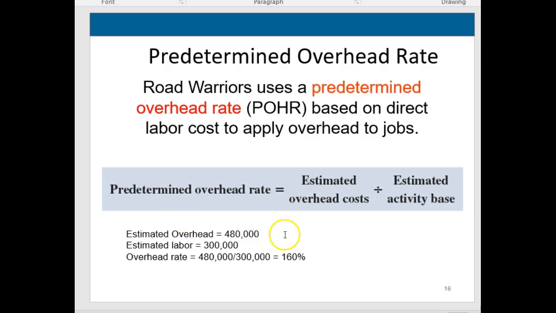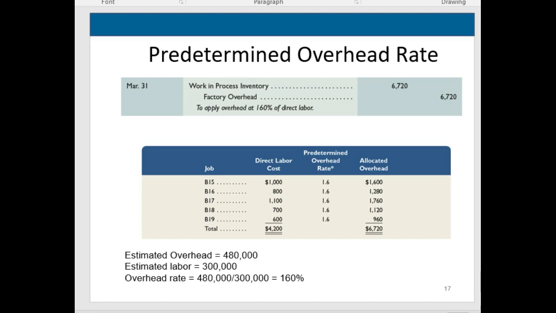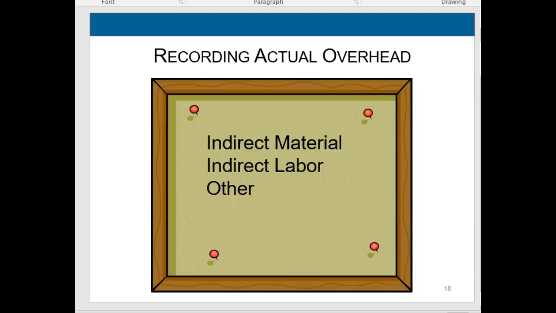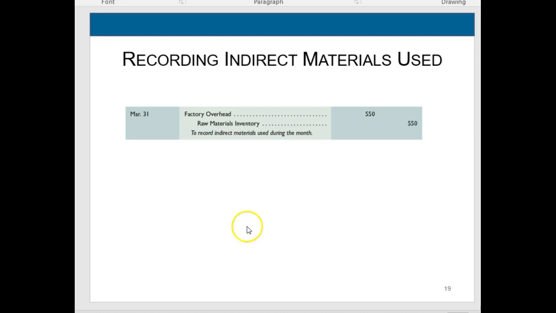Now remember this number here, do you see how this is a credit? That's on the credit side of the factory overhead if you look at it in a T account. Now we're going to do the debit side of that factory overhead. And this is what this looks like.